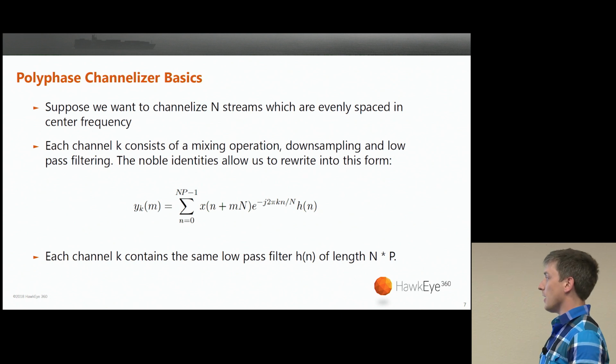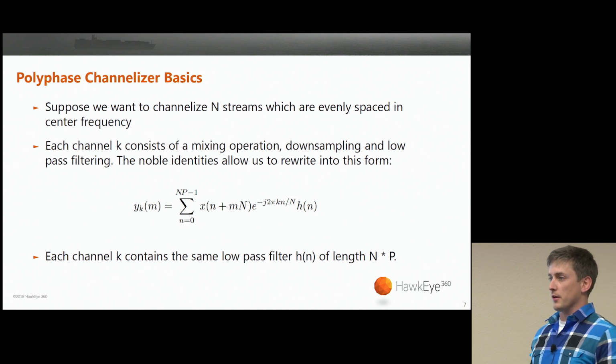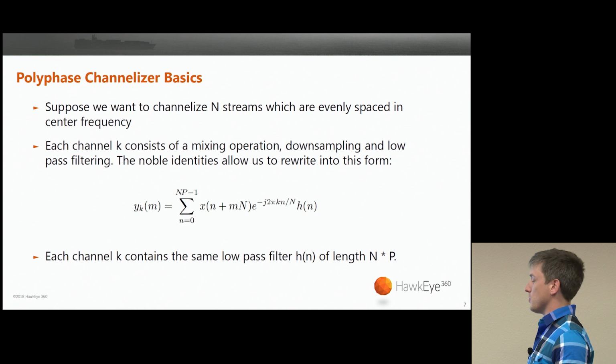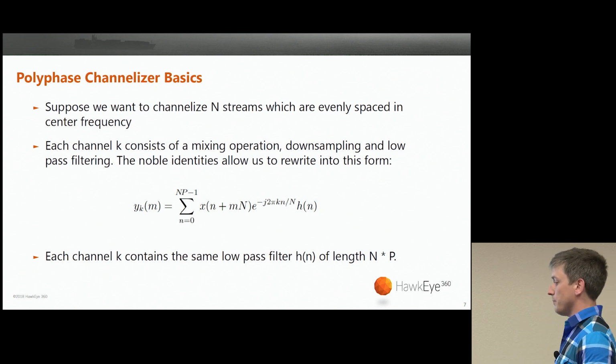And in this equation here, I'll just point out a couple things. So the h of n is the low-pass filter. The x of n is your input signal. So this is the full bandwidth waveform that you want to channelize. And then the exponential is the mixing term, so that's your frequency offset.